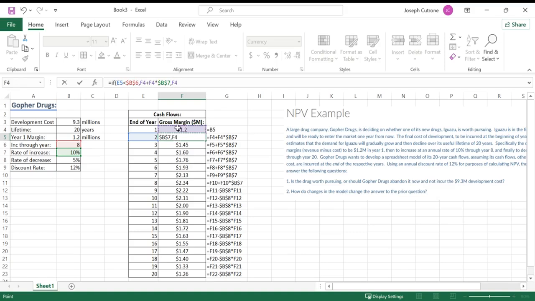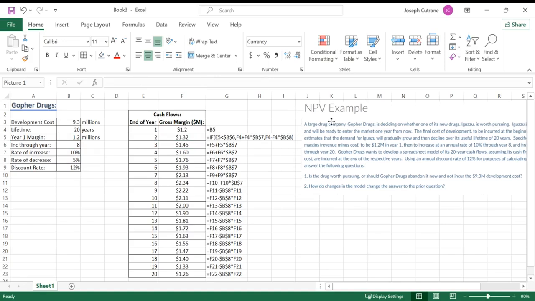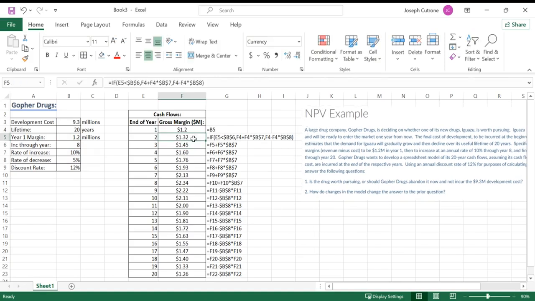I'll just type it out again. I take last year's number, and then I subtract last year's number times the rate of decrease. I have to be very careful to put the dollar signs in all over this. So this is a very good exercise in absolute referencing using those dollar signs. Hit enter when you're done. Now the formula got a little more complicated to use the if formula.